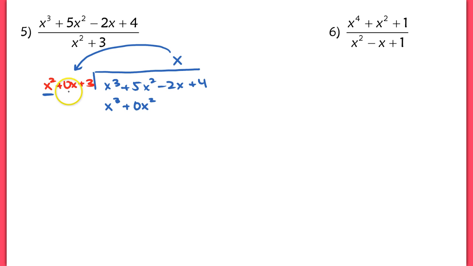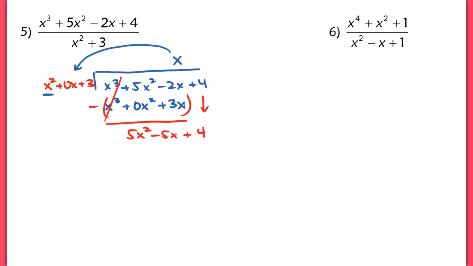If you didn't have that placeholder, you probably would have written a 6x squared there, or 6x, in which case that would be definitely wrong. All right, then I take x and I multiply it by 3, and I get 3x. Remember, you are subtracting this amount, so we put parentheses around there and we subtract here. x cubed minus x cubed cancels. 5x squared minus 0x squared leaves me with still 5x squared. Negative 2x minus 3x gives me negative 5x. All right, now I'm going to drop down that 4, so I have plus 4 here.